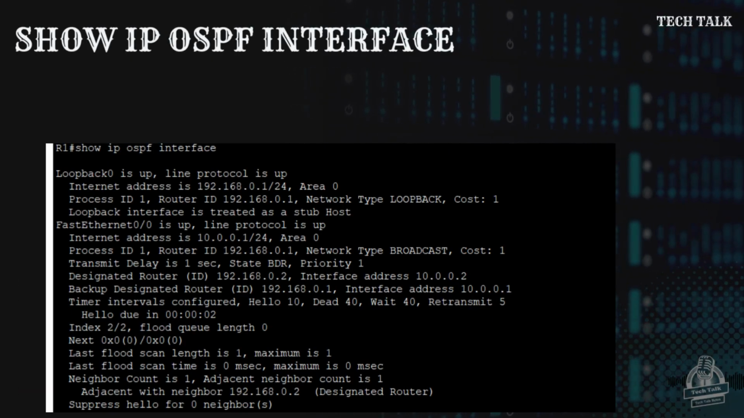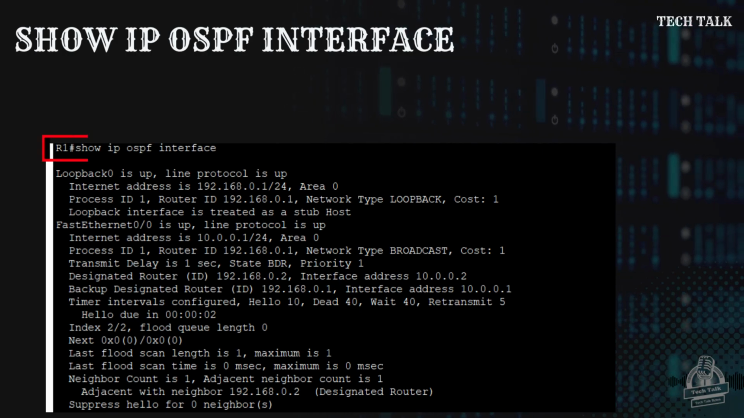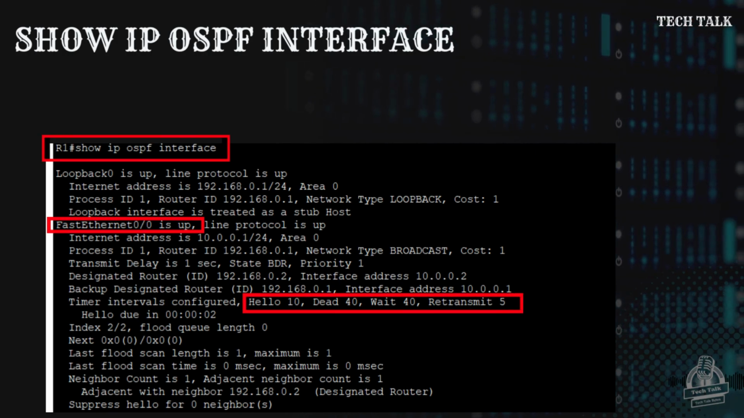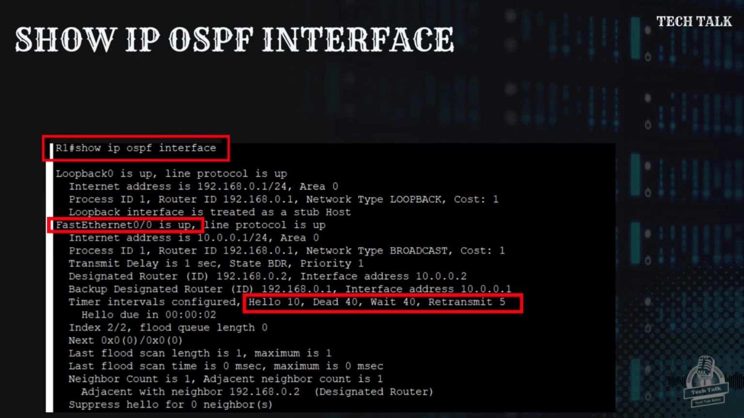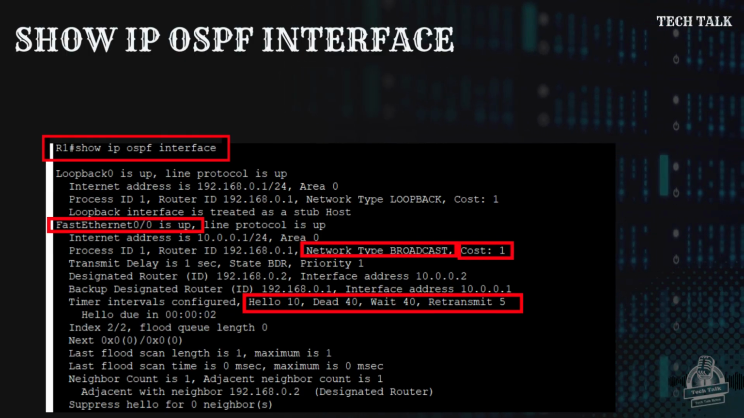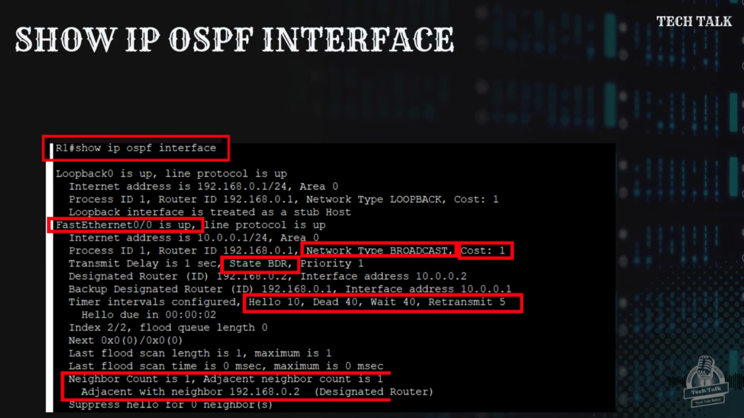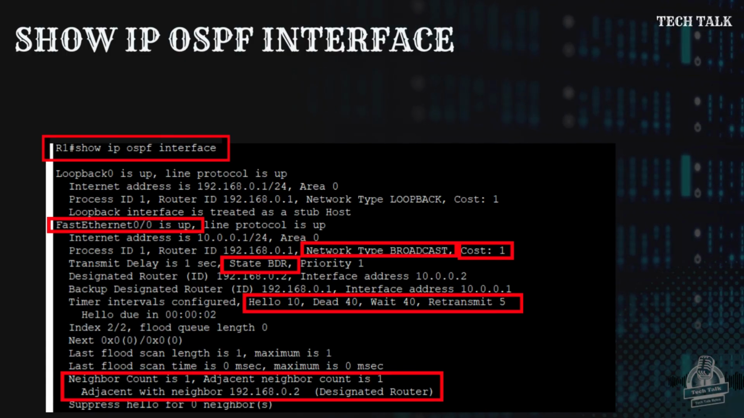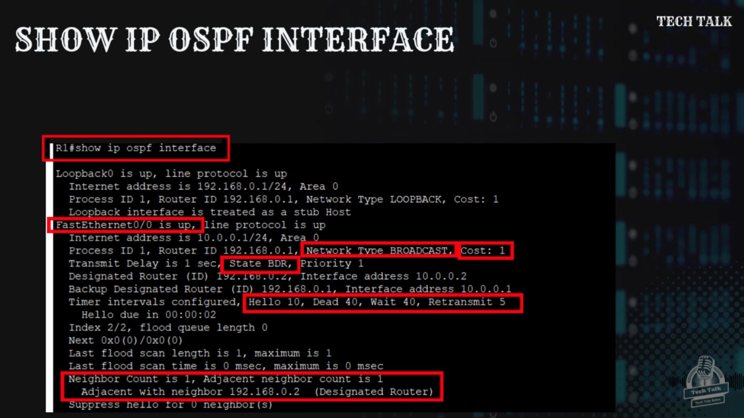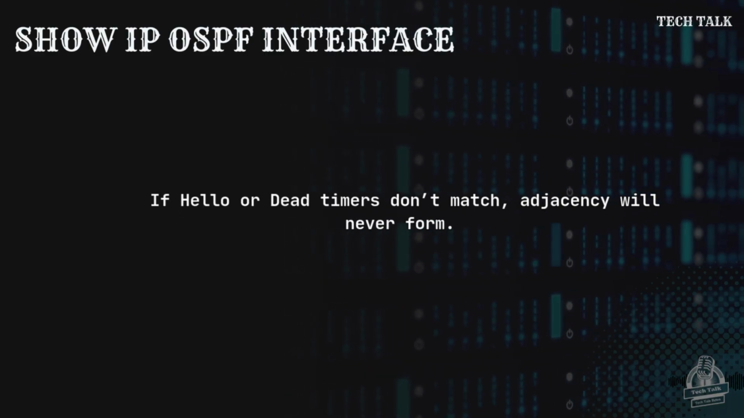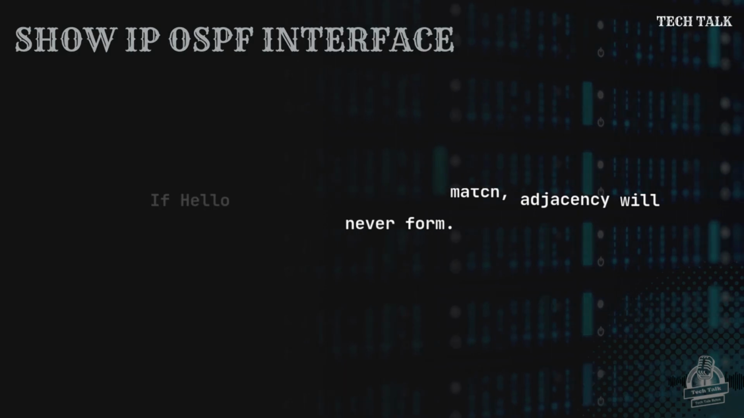For deeper OSPF troubleshooting, use show ip ospf interface. This command shows hello and dead timers, network type, OSPF interface cost, DR and BDR information, neighbor and adjacency state, and this is the command you use when neighbors won't reach full. Timers might be mismatched. You need to verify DR or BDR elections. If hello or dead timers don't match, adjacency will never form.